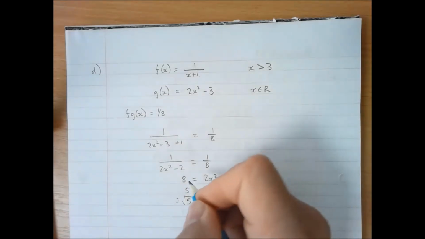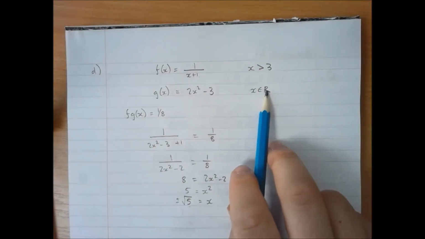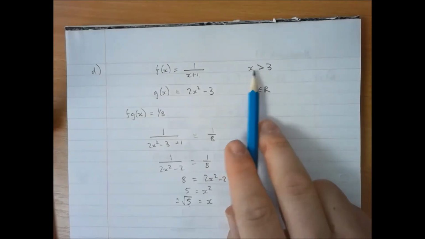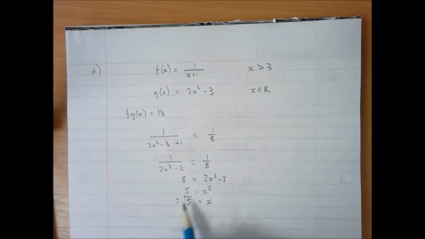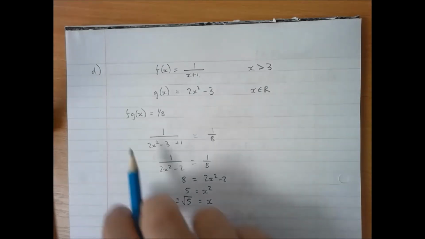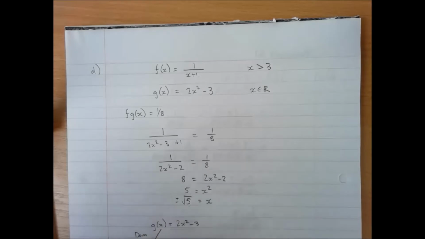However, I have a restricted domain. Now g of x accepted anything, and f of x would only accept things that are coming out that are bigger than 3. Can I be sure that both of these answers are appropriate for my mixed function here? Well, in my opinion, the easiest thing to do is to look at the domain and range of each of those functions individually. So g of x is equal to 2x squared minus 3. That had a domain of any real number given in the question.